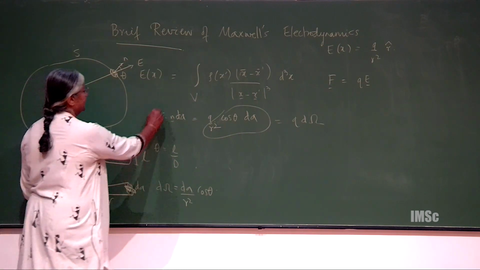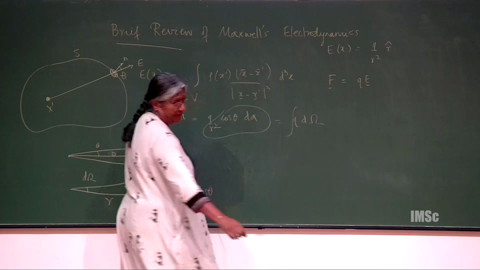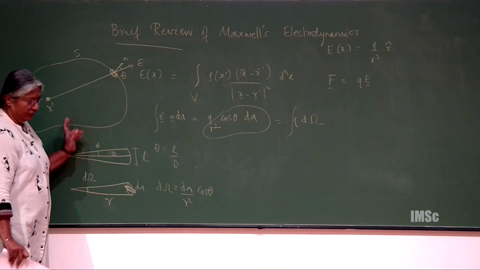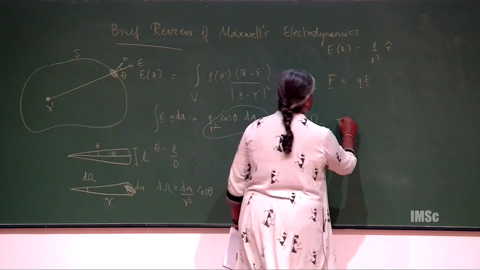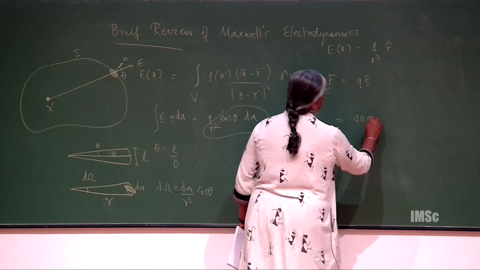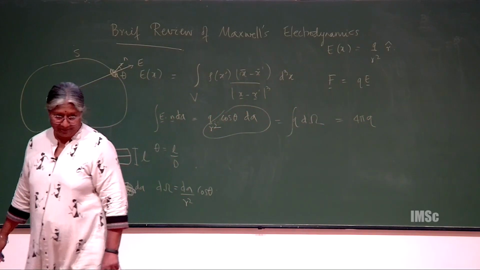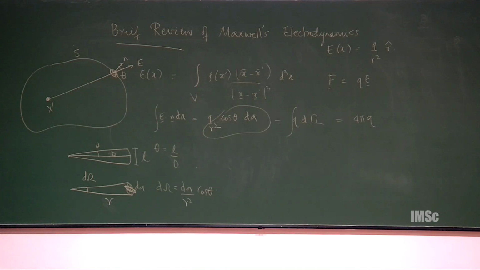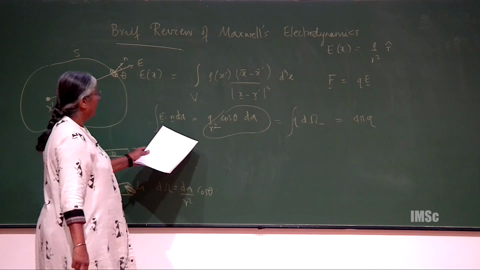Now I integrate both sides. What is the integral of the solid angle? 4 pi, right? So this is, of course, if the Q is outside the sphere, I will get 0. That's what Gauss's law tells me, right? Now what do I do to the left hand side?